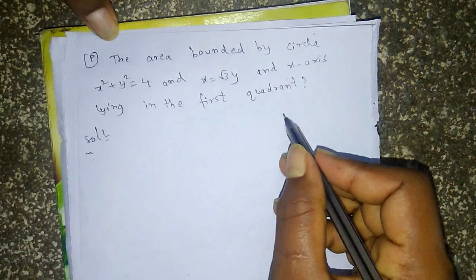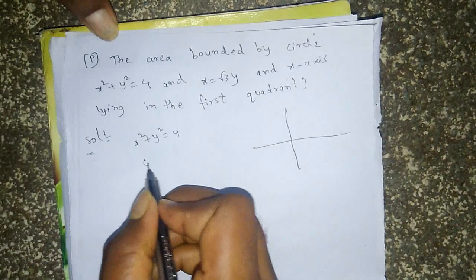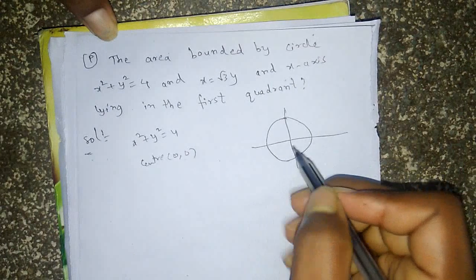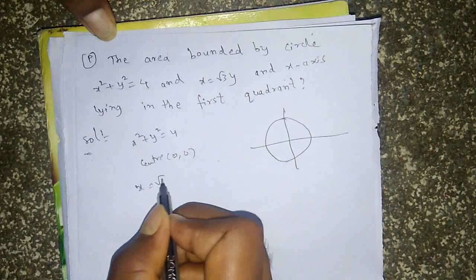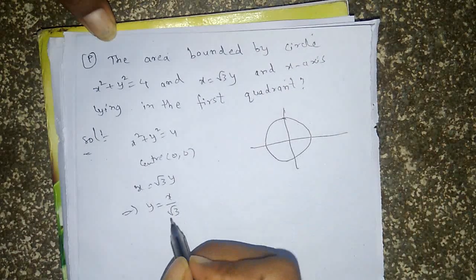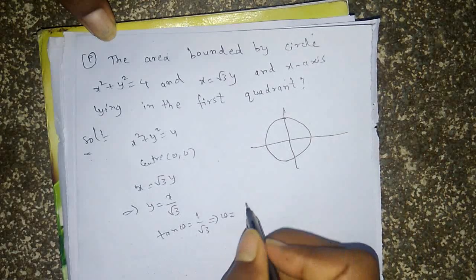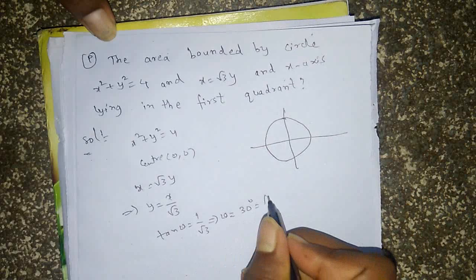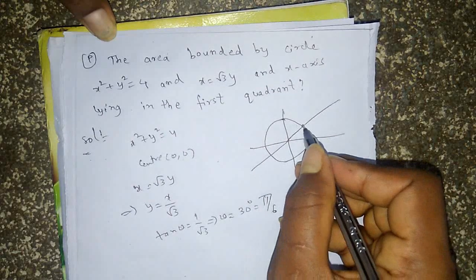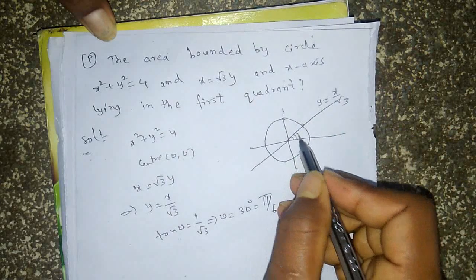Here the equation of the circle is x square plus y square is equal to 4. Here the center is 0 comma 0. So the circle will be like this, and the line given as x is equal to root 3 y, that is y is equal to x by root 3. So if we compare, tan theta is equal to 1 by root 3, theta is equal to 30 degrees, that is pi by 6. So it will be like this. It passes through the origin. This is the line y is equal to x by root 3. So we need this area.